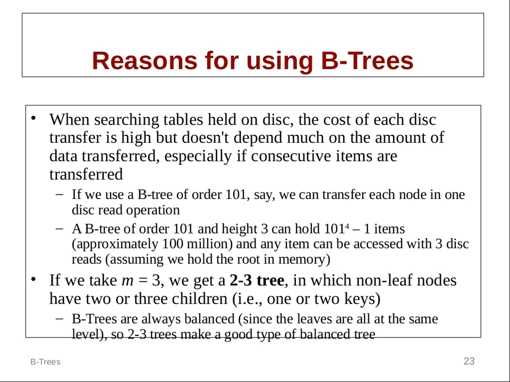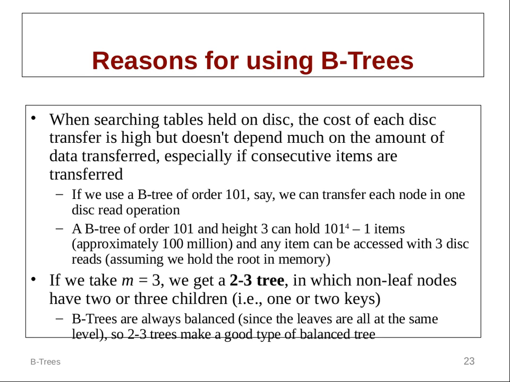So with a B tree of order 101, we can transfer each node in one disk operation. Actually, that could be 1,001, really. A B tree of order 101 and height 3 can hold 101 to the 4th minus 1, which is approximately 100 million items. Which means you can store 100 million items and only need to read the disk 3 times in order to find it. As opposed to a binary tree, which was what, 20?